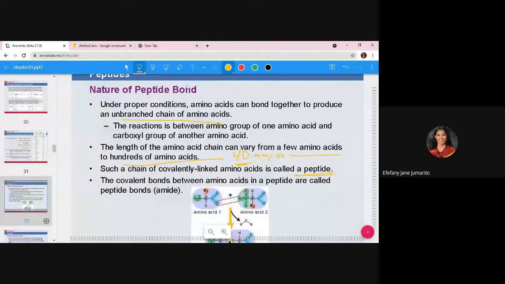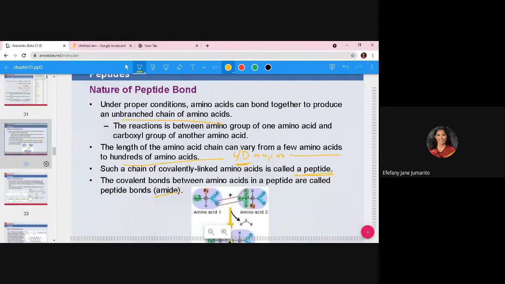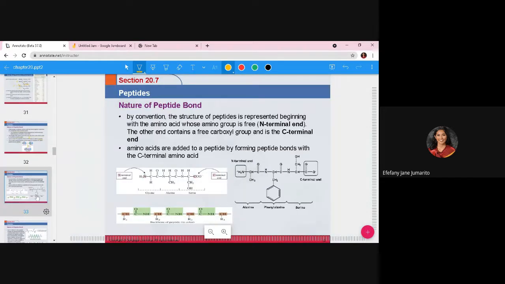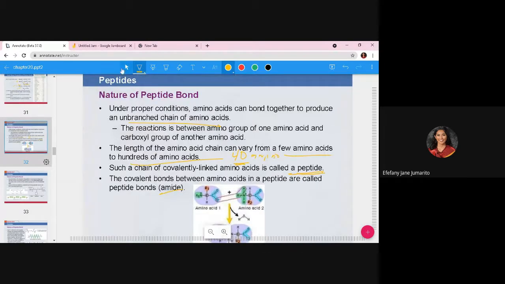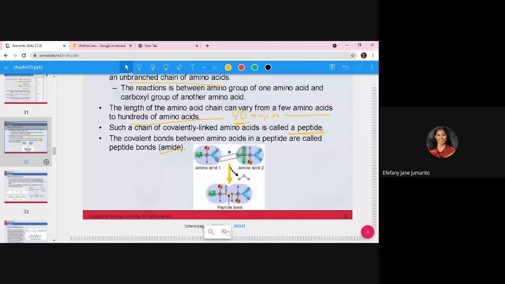So, okay, now the covalent bonds between amino acids in a peptide are called peptide bonds or amide bonds. As you can see here in the drawing, this one is your peptide bond. Okay, this one is the peptide bond.